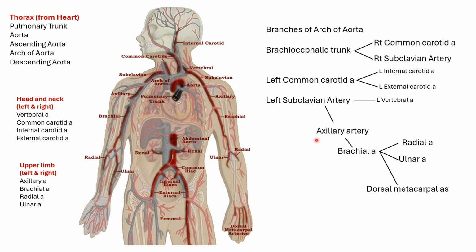There are also other arteries in the arm. These are the main ones, and these are the ones which we want you to know. So in the upper limb, you have to be able to identify the axillary artery, the brachial artery, the radial and the ulnar artery, and I forgot to put the dorsal metacarpal arteries here. So these are the ones you're supposed to know.